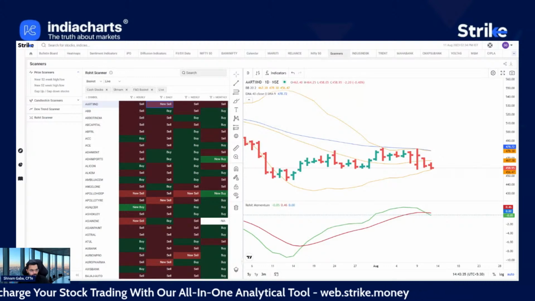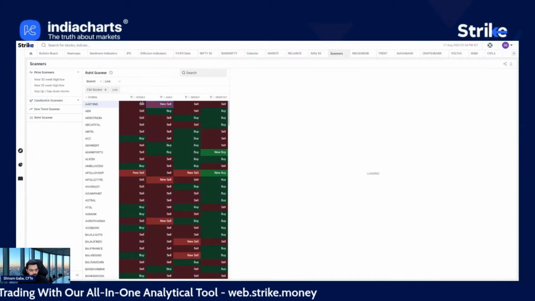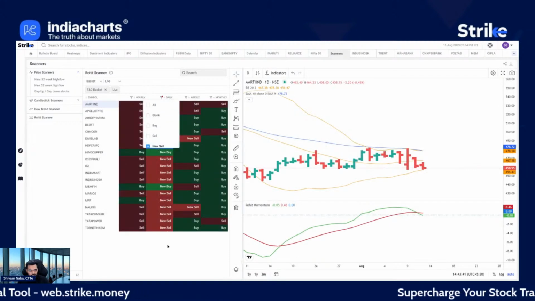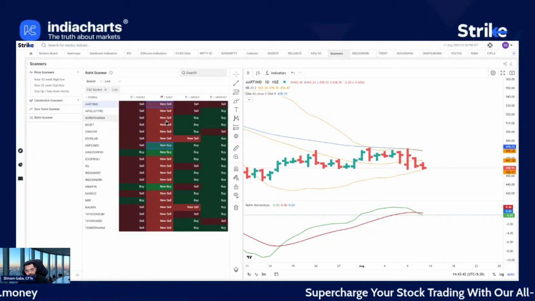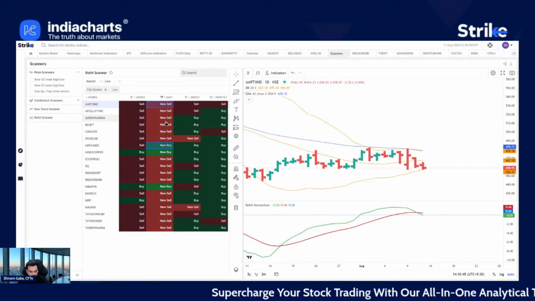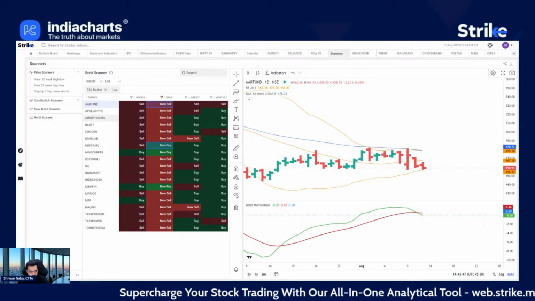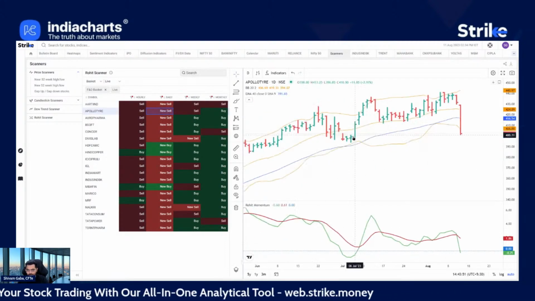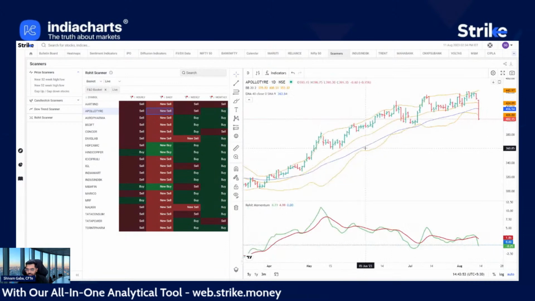So I am in the RMI scanner for the FNO basket. Let's see if there are any new signals. There are a lot more new sell signals than new buy signals. So you have to get into each one and do your further analysis, and based on the setup, you can decide your action.